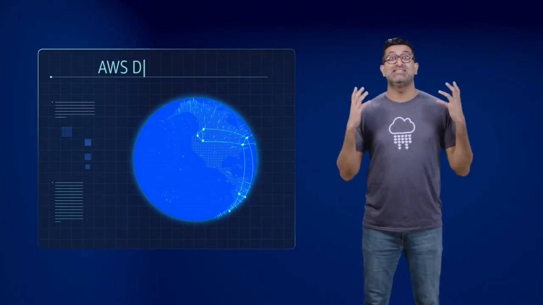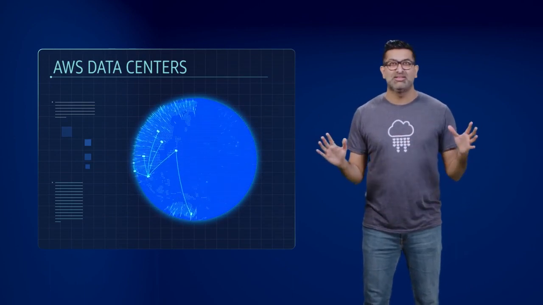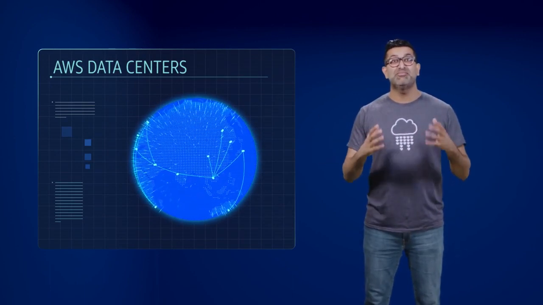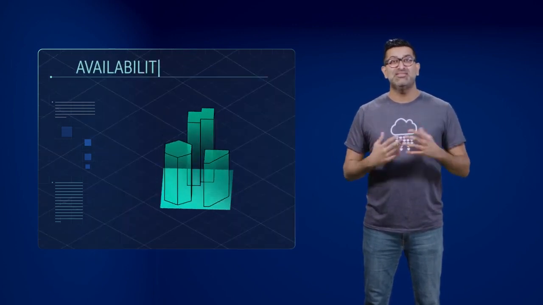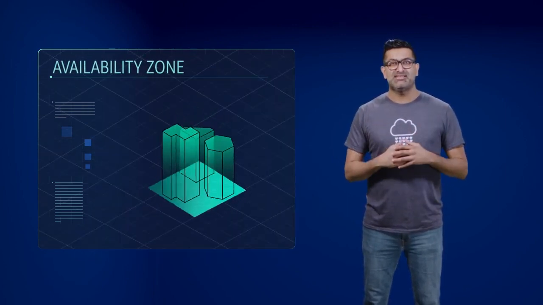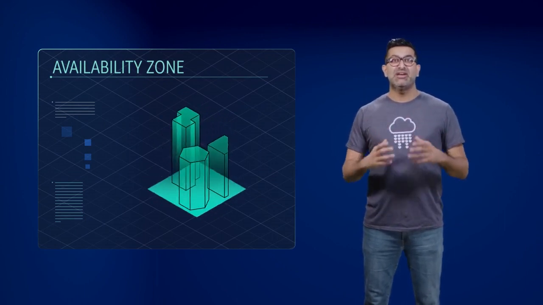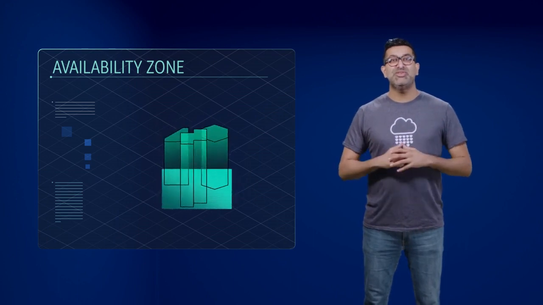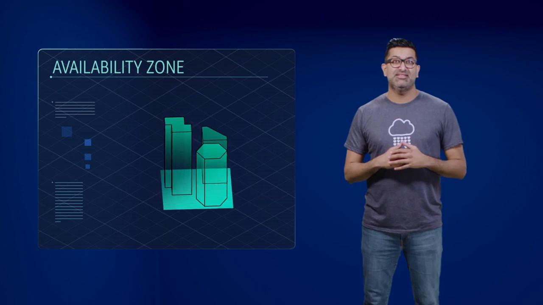AWS agrees with that statement, and that's why our regions are not one location. To begin with, AWS has data centers, lots of data centers, all around the world, and each region is made up of multiple data centers. AWS calls a single data center, or a group of data centers, an availability zone, or AZ. Each availability zone is one or more discrete data centers with redundant power, networking, and connectivity.